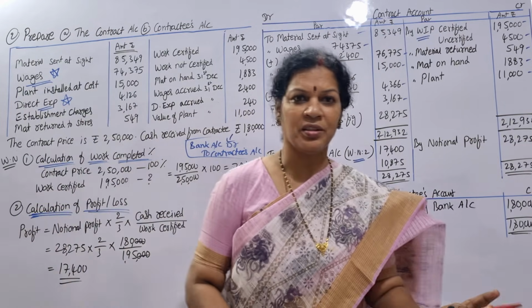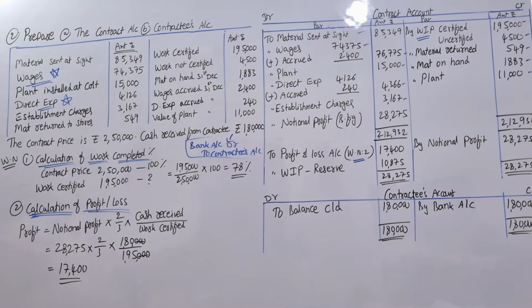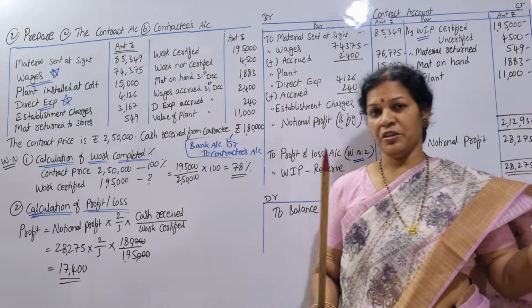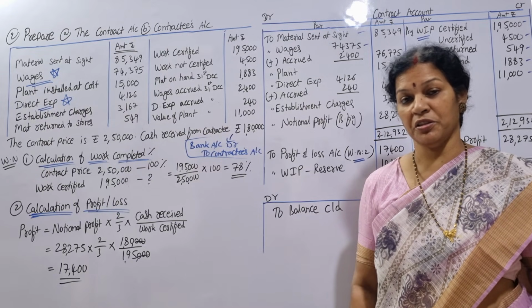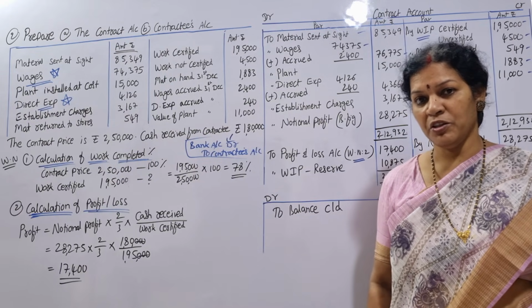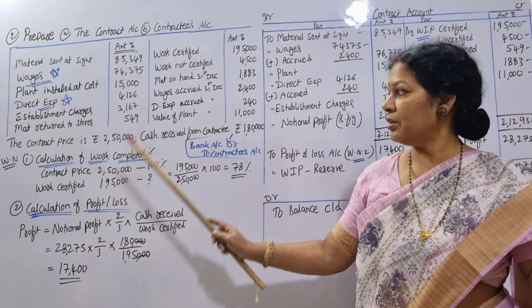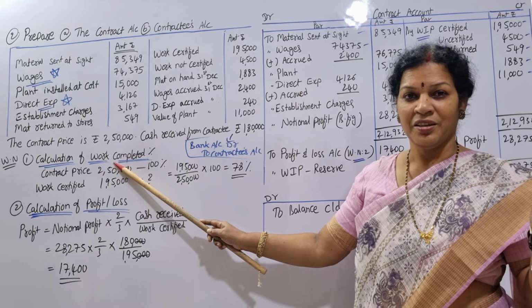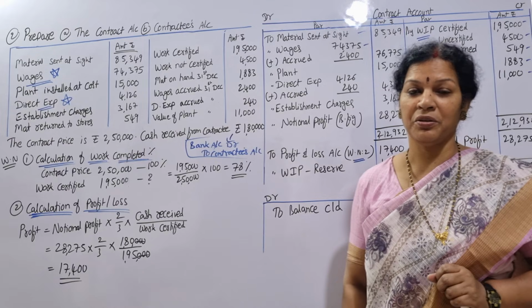Should I explain once again? First take a screenshot, then I'll give you a gist. In this problem, nothing to worry. Certified and uncertified amounts are given directly, but the percentage is not given. We need to calculate that percentage. Just use your logic. The total contract price is for 100%, and for work certified of 1,95,000, how much is it?